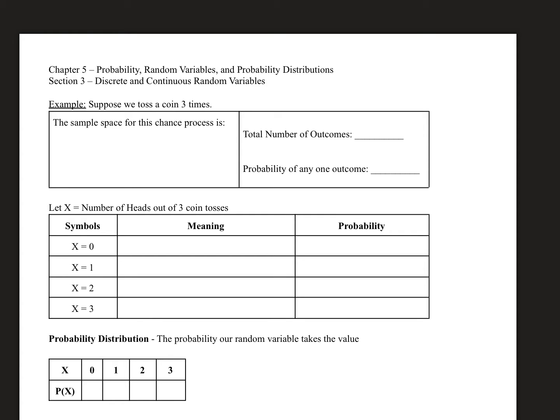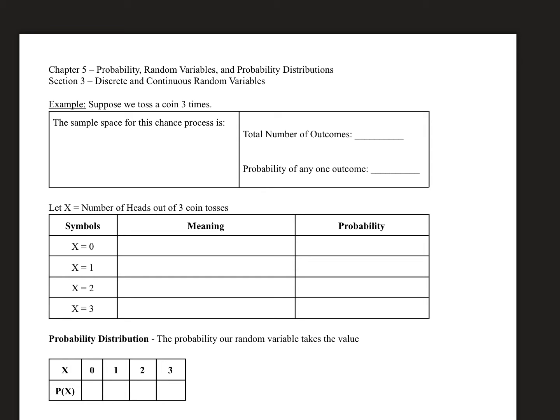In section 3, we're going to take a look at discrete and continuous random variables. So we're going to start off with an example. We're going to look back at the example where we tossed a coin 3 times.